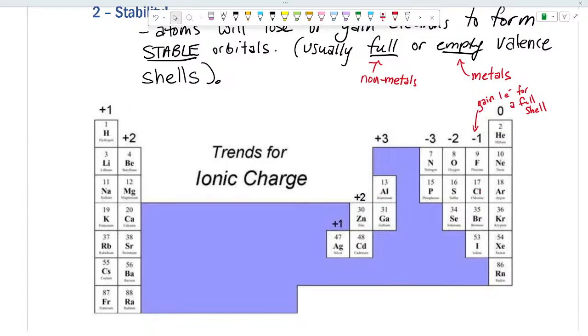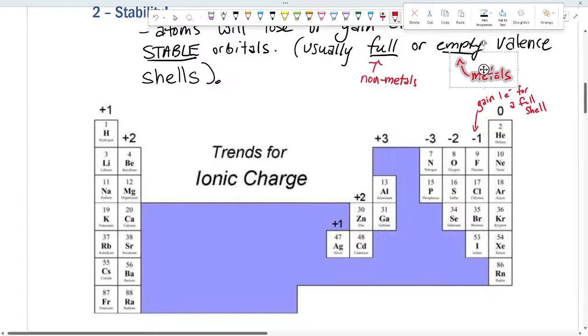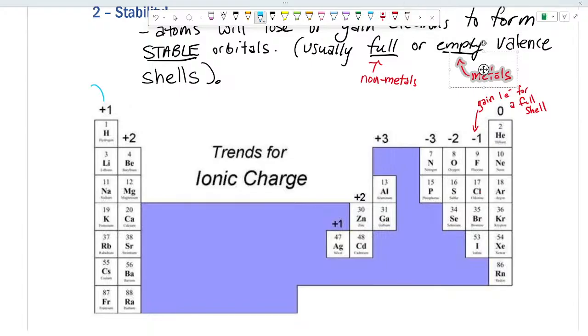But if that is what's happening there, what's happening over here? Hydrogen, lithium, sodium, potassium, rubidium, cesium, francium. They don't tend to gain an electron. They tend to lose one electron to empty their shell.